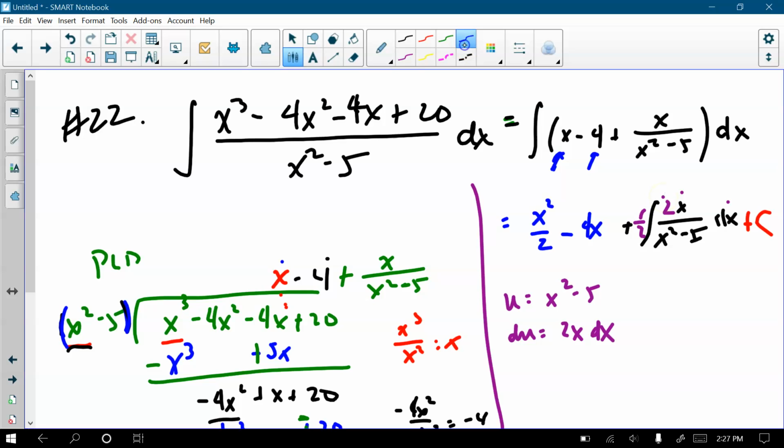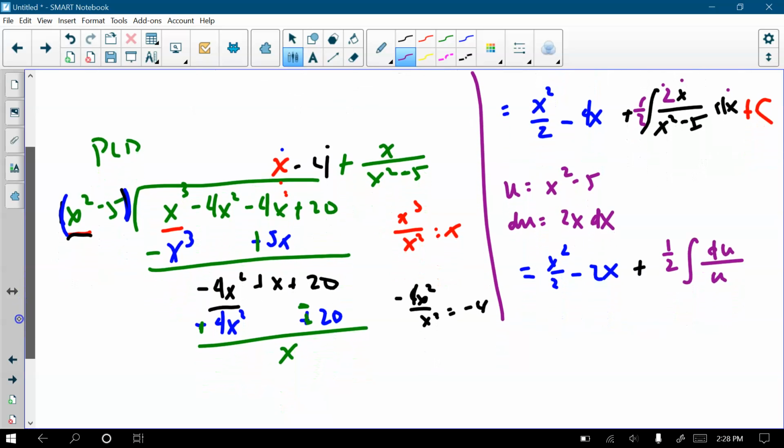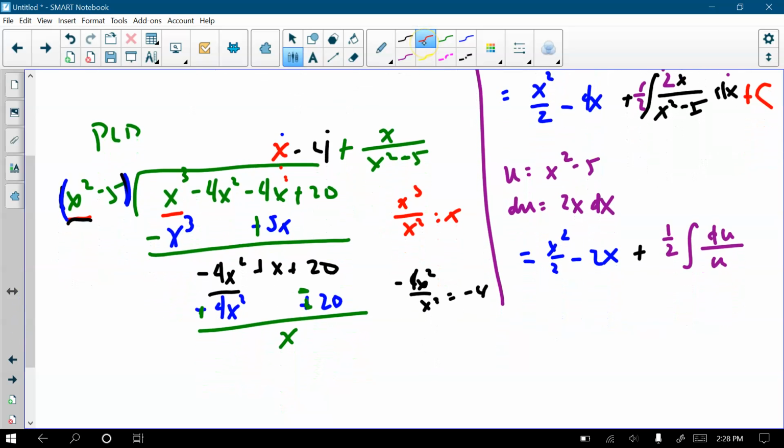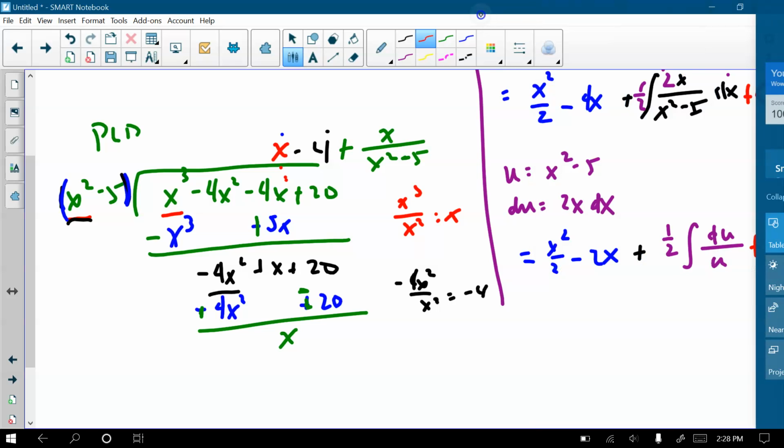So now if I rewrite this, I still get x squared over 2. These terms are just waiting here, minus 4x, and then I get plus 1/2 times the integral of 2x dx, which is du, so I have du over u. The whole point of u sub is to make an integral look simpler, and that definitely did. So now I can actually continue, and I do need my plus c here still. Plus c, plus c. Oh man, this is so embarrassing. Oh gosh, plus c.